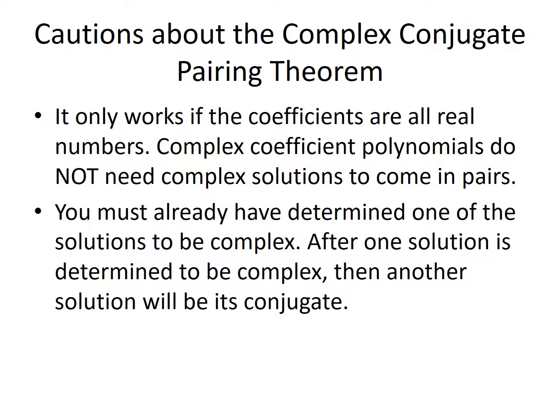So we have to pay very close attention to the conditions of the theorem. The theorem specifically states if you have a real coefficient polynomial whose degree is greater than or equal to 1, and you know one of the solutions happens to be a complex number, then you are guaranteed by the theorem that another solution must be the complex conjugate of that root.